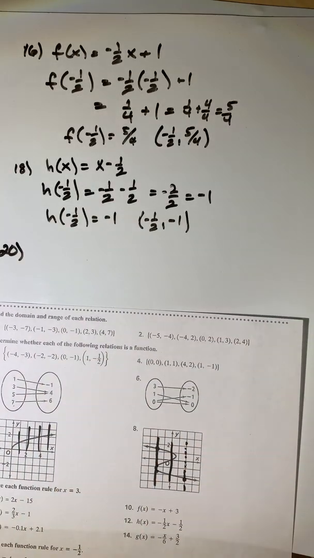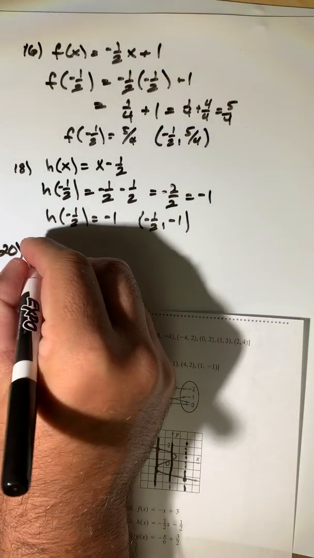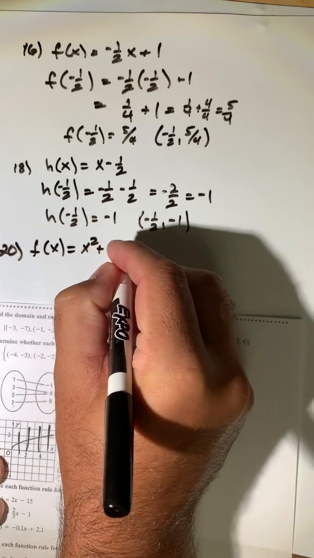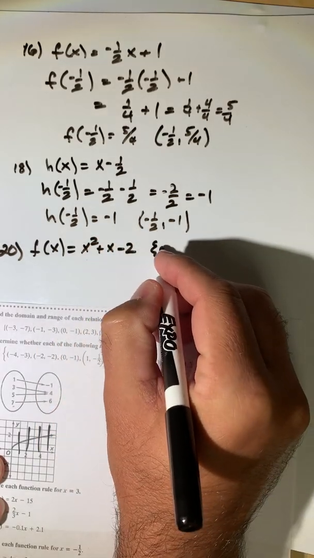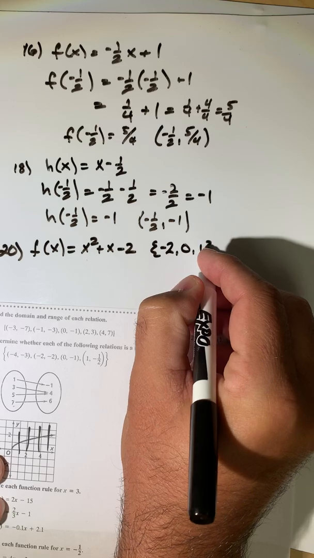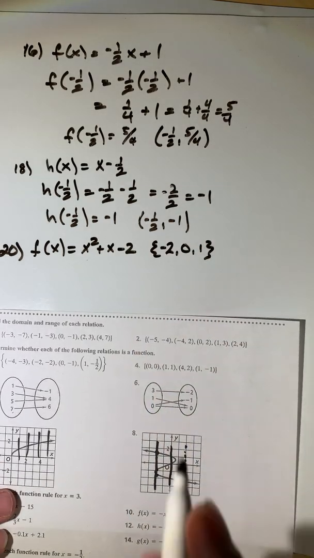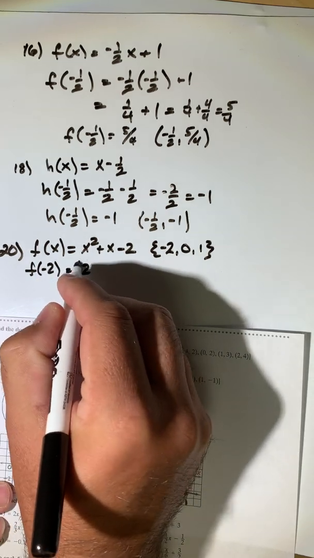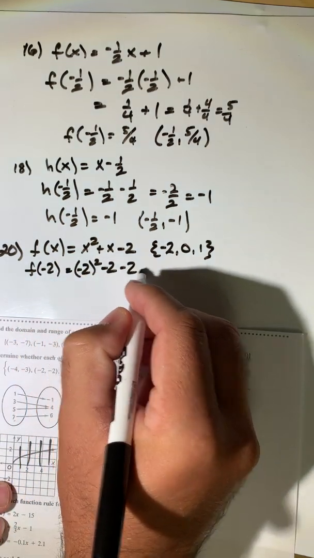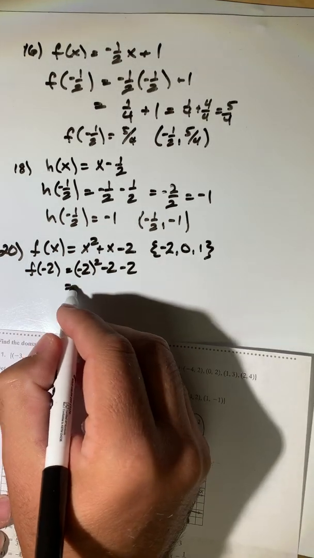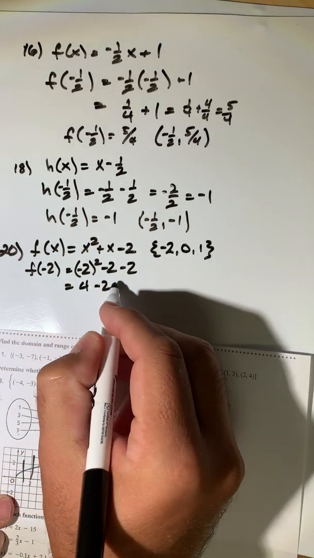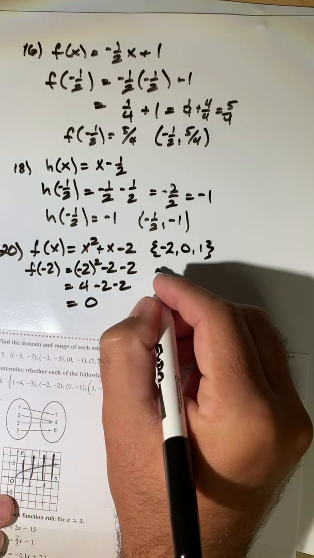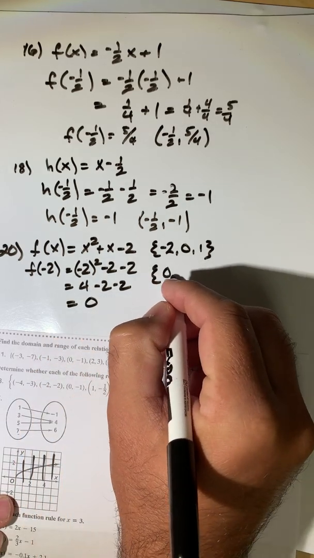So number 20, we've got f of x is equal to x squared plus x minus 2, but we're restricting the domain to negative 2, 0, and 1. So let's plug in the negative 2. We'll do f of negative 2. That's going to be negative 2 squared minus 2 minus 2. Negative 2 squared is 4, minus 2 minus 2. So that's 4 minus 4, which is 0. So my output value here is going to be a 0.